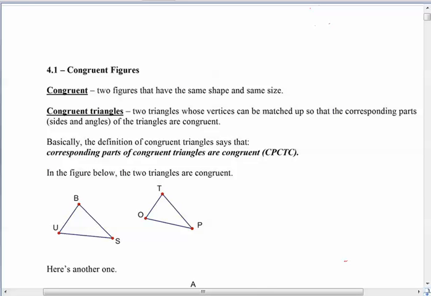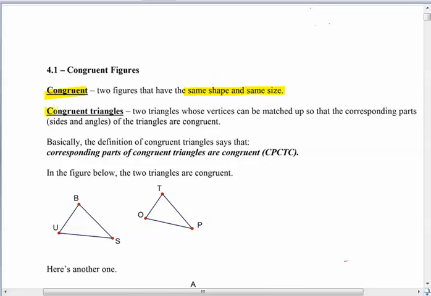Hi everyone, I'm going to go over section 4.1 called congruent figures. I know that you guys know what the word congruent means. It means same size and same shape. We've only really used it to talk about segments as well as angles, and now we're going to use it to talk about combinations of segments and angles, basically figures, specifically polygons. And the first type of polygon that we're going to apply it to is a triangle.